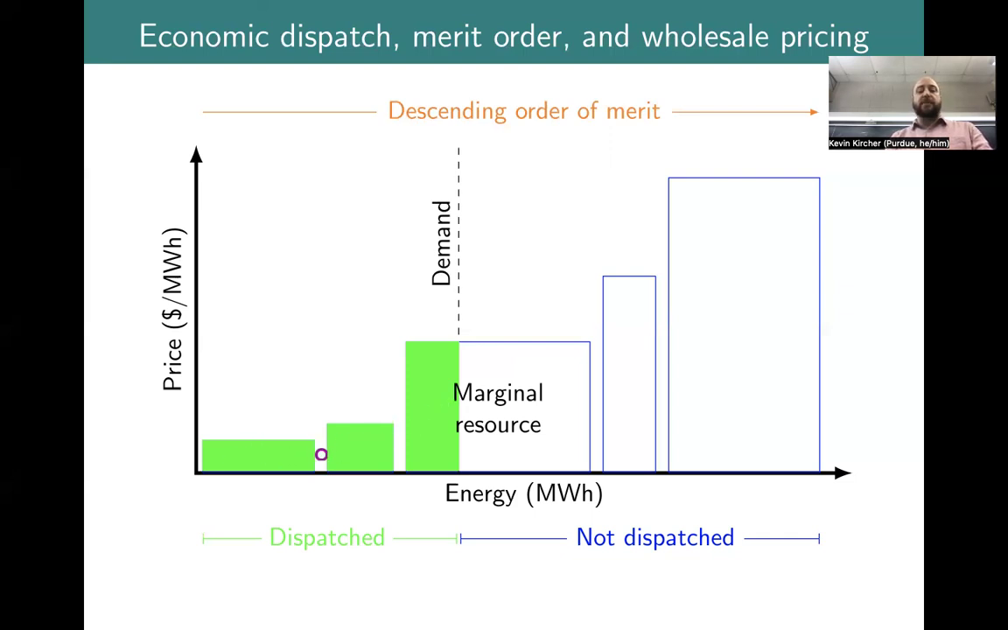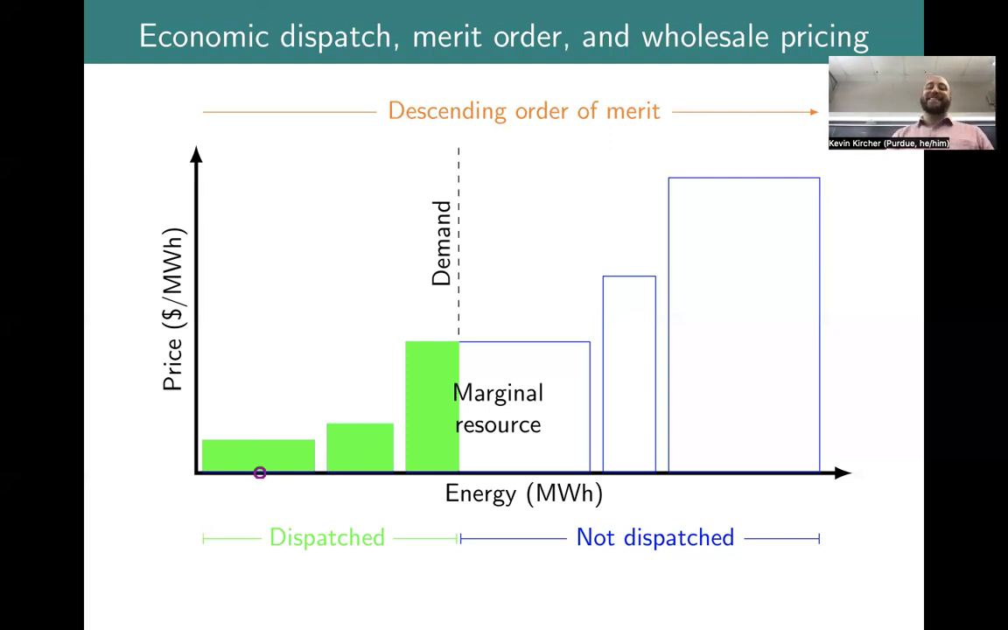So this is a low cost resource, a medium, and a higher cost resource. So what should we pay them after we decide that they should run? Any thoughts? Well, I guess they've all submitted prices associated with their offers, right? So I say I can produce 100 megawatt hours at something like $30 per megawatt hour, say.